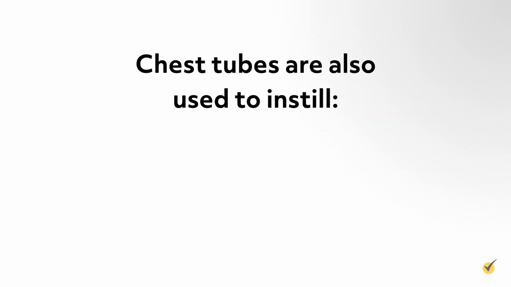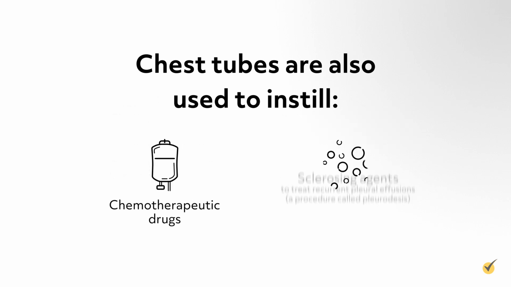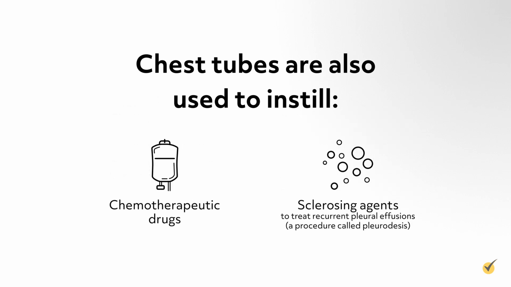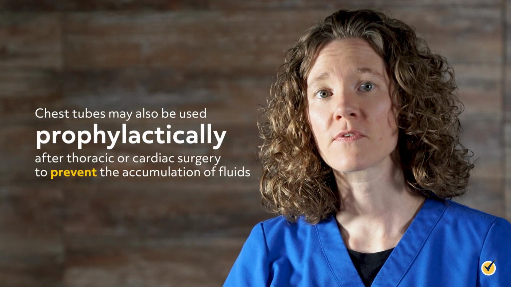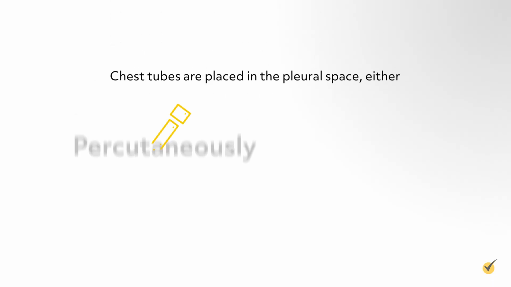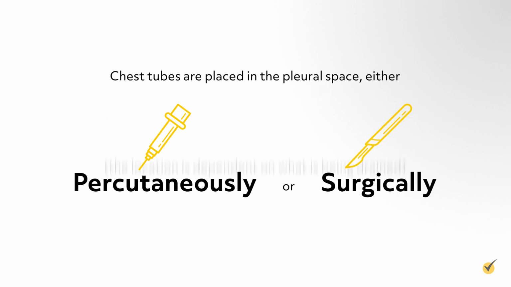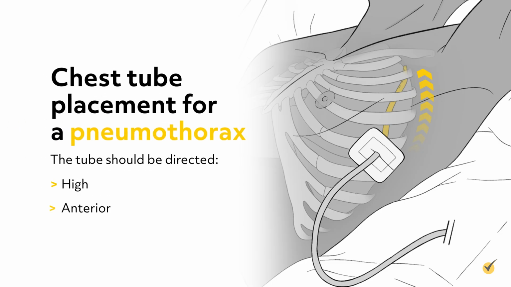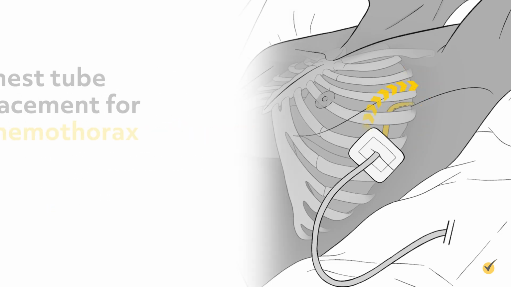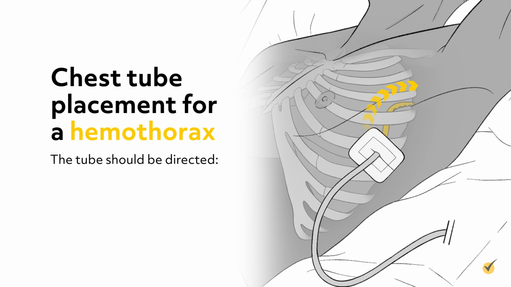Chest tubes are also used to instill chemotherapeutic drugs or sclerosing agents to treat recurrent pleural effusions, a procedure called pleurodesis. Chest tubes may also be used prophylactically after thoracic or cardiac surgery to prevent the accumulation of fluids. Chest tubes are placed in the pleural space, either percutaneously or surgically. The location is dependent on what is being drained. The tube should be directed high and anterior for a pneumothorax. And for a hemothorax, the tube is usually directed posteriorly and lateral to the nipple line.